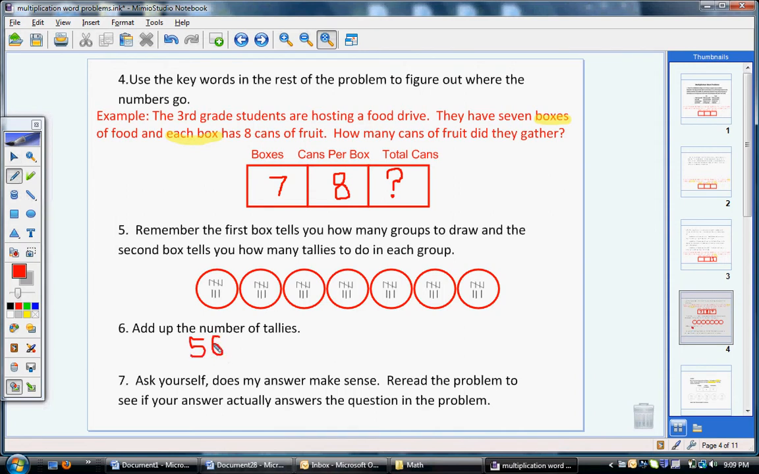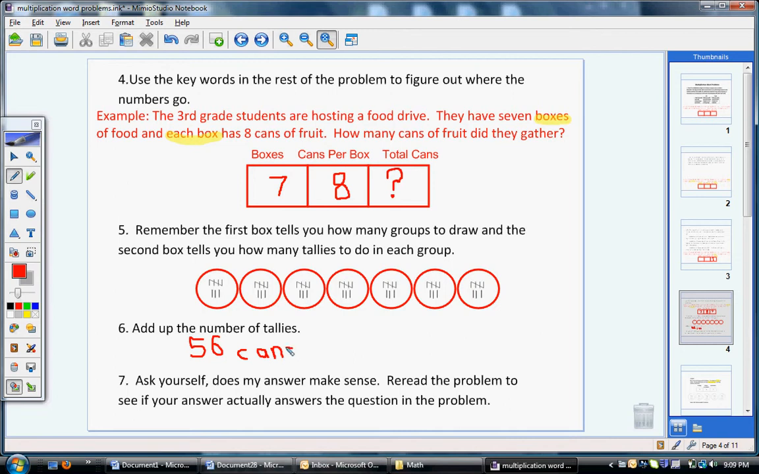The last step is I have to ask myself, does that answer make sense? Reread the question to see if I'm actually answering the question. My answer is I think I need 56 cans. Let's see if that actually answers the question.